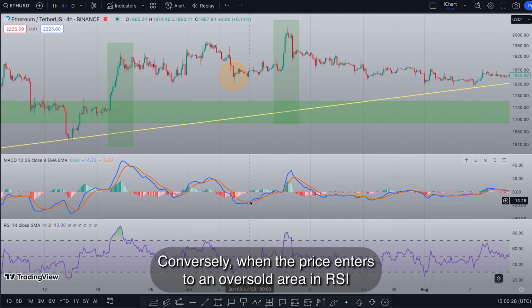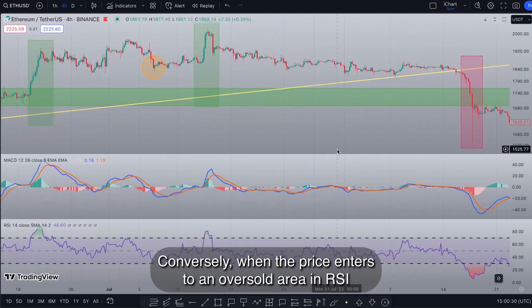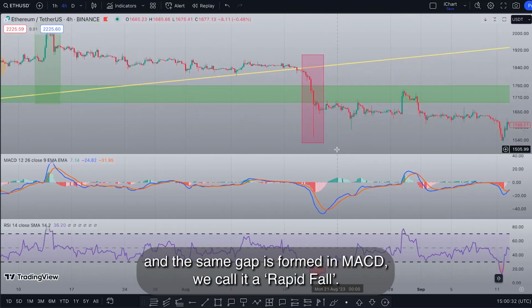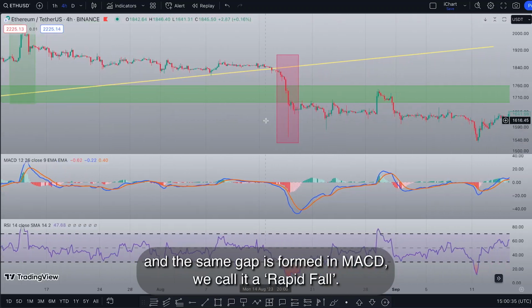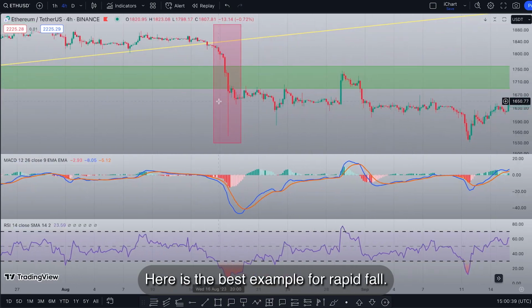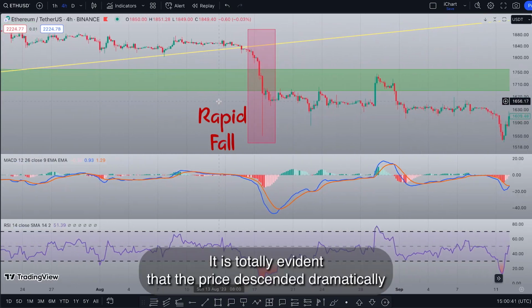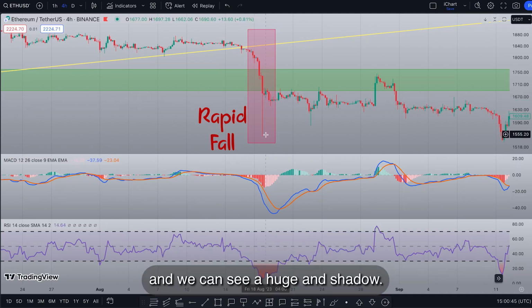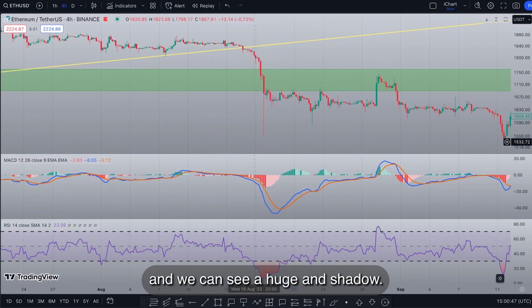Conversely, when the price enters an oversold area in RSI and the same gap is formed in MACD, we call it a rapid fall. Here is the best example for a rapid fall. It is totally evident that the price descended dramatically, and we can see a huge shadow. Let me remove that for you.